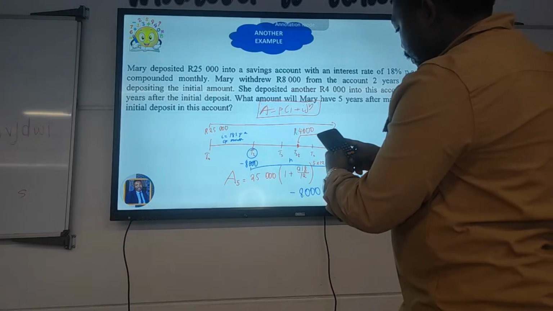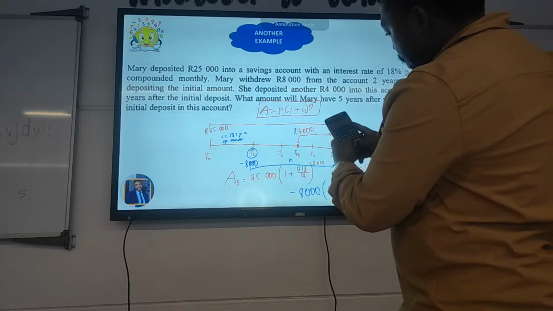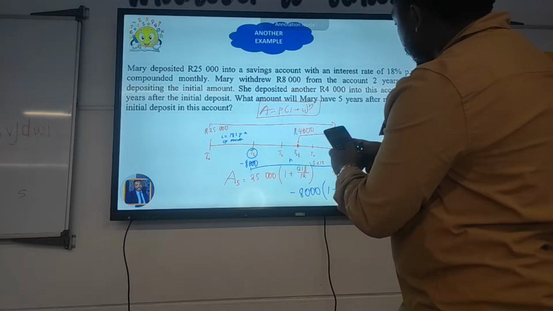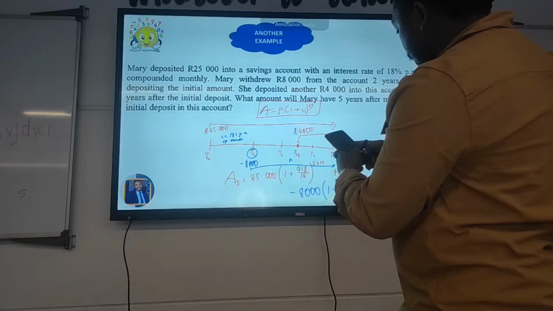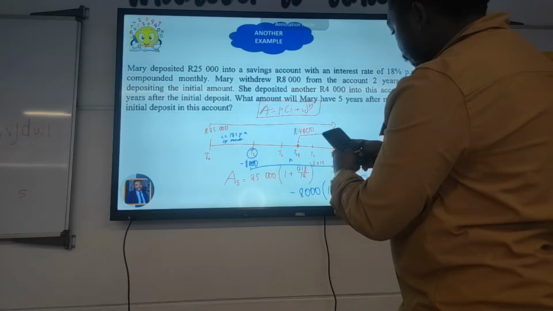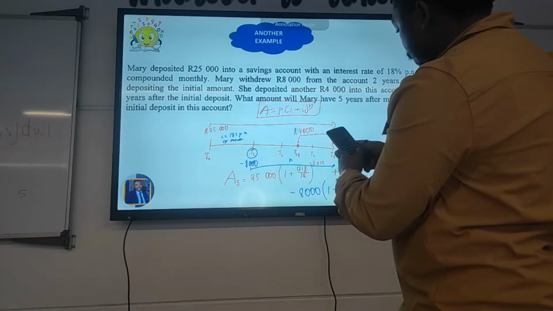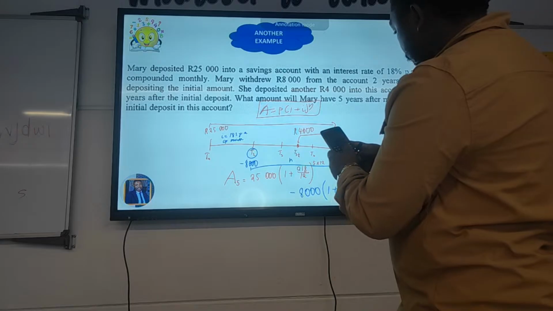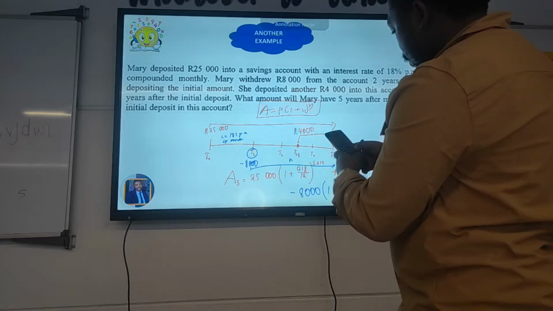0.18, and then divide by 12, then to the power of, then I have 5 times 12, and then plus 4,000, open bracket 1 plus 0.18 divided by 12, close bracket.